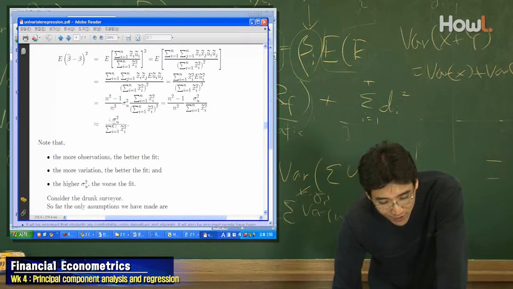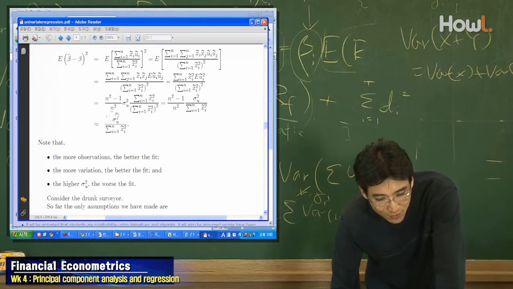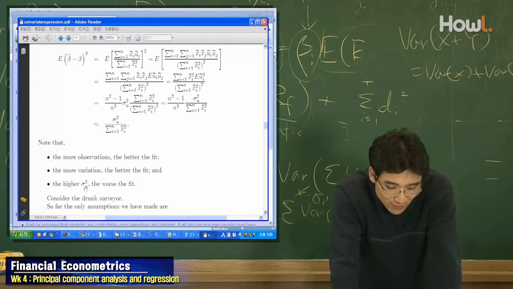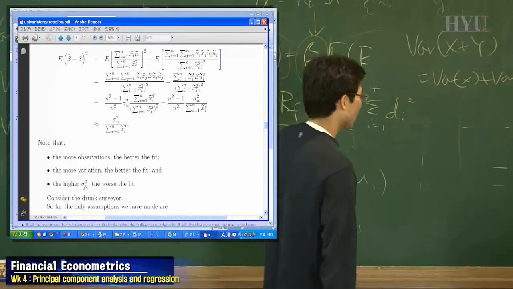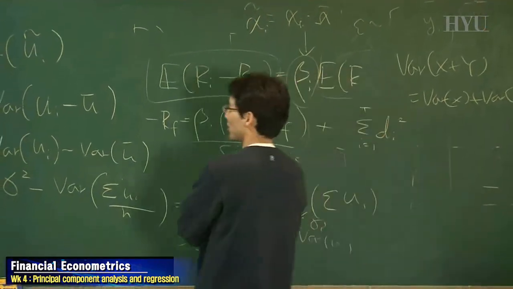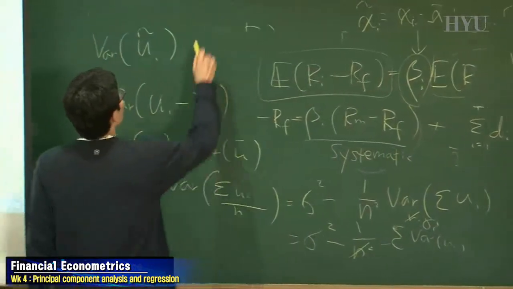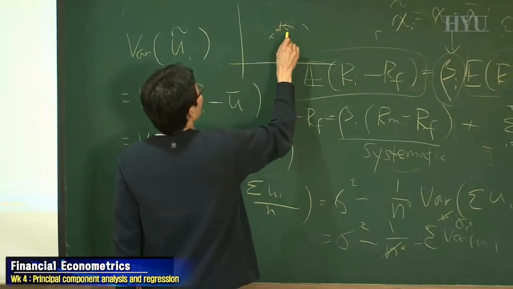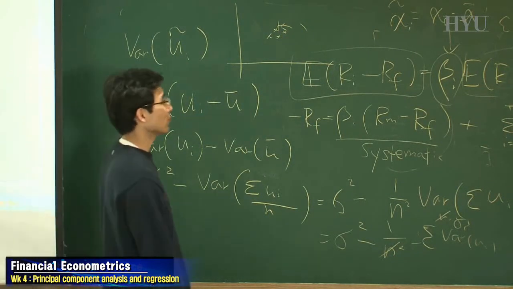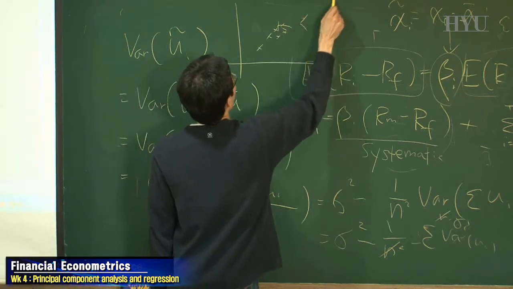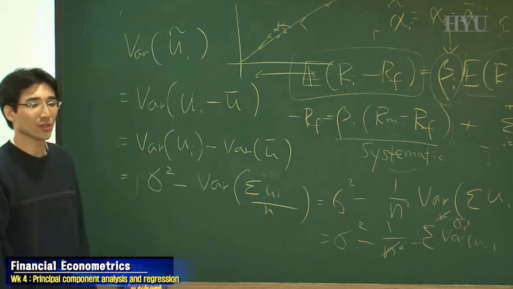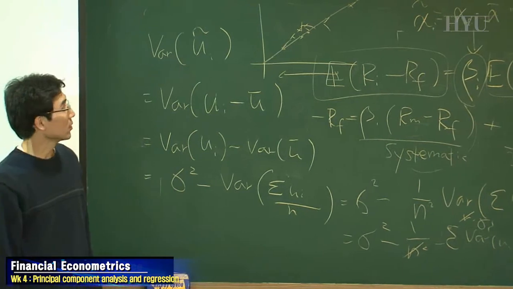And of course, if we have high variation of ui, then it becomes larger. So the higher the variance of the error term, the worse the fit. So basically, if we want to estimate the capital asset pricing model, and we have data like this, then our estimation is maybe not accurate. But if we have a large variation in x, in terms of this axis, then we will have a more and more accurate line to fit the data.